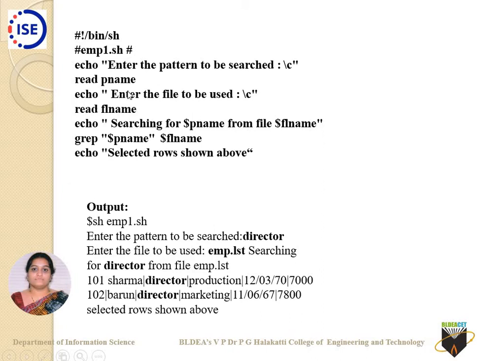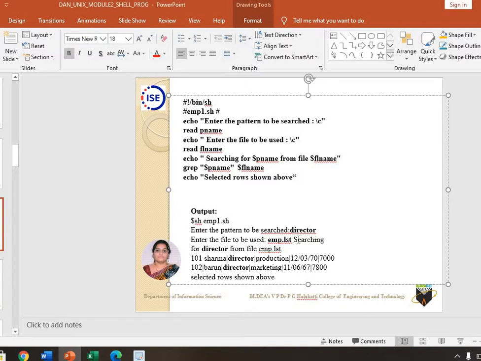While running this shell script, we use sh filename.sh. If any errors are there, they will be displayed on the screen. If there are no errors, the first line will be printed: enter the pattern to be searched, colon. It will wait here; your prompt is waiting. The next line will be read: read p name. There you have read the p name as director. Then enter the file to be used. From which file do you want to search it? I want to search it from the file called emp.lst.